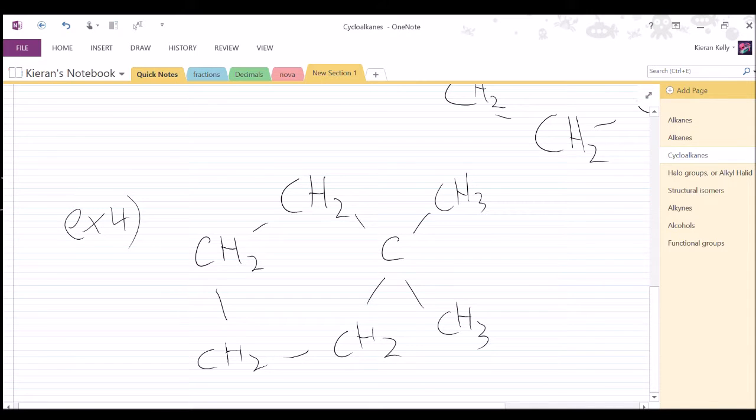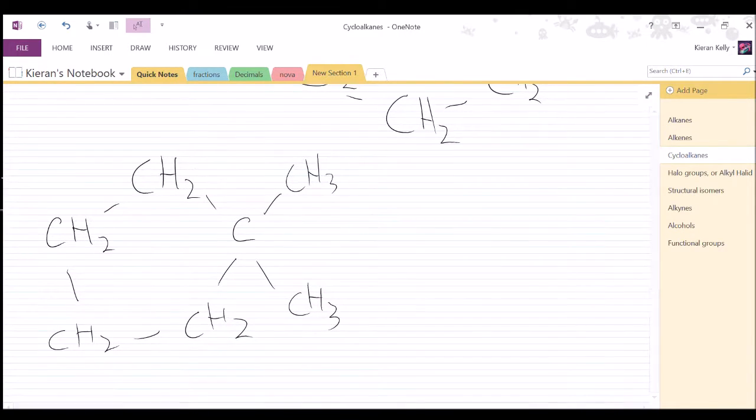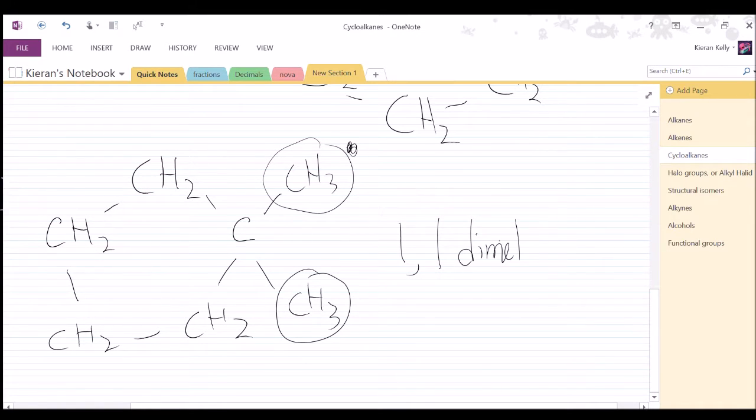So the first thing that we need to do, because we have these guys right here, the methyls, they're in a set location, so we need to be able to show where they are. By doing that, we're going to write a 1 to show the location of this methyl right here, comma, another 1 to show the location of this methyl right here, and then because we have 2 methyls, the prefix for 2 is di, so we're going to go ahead and write dimethyl.